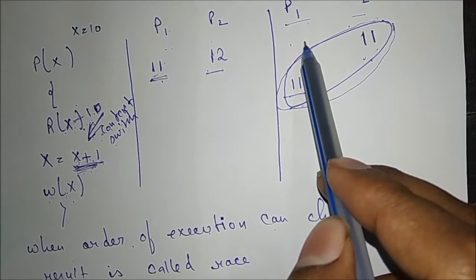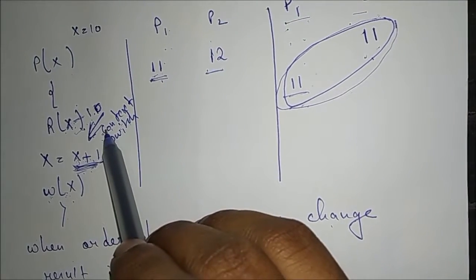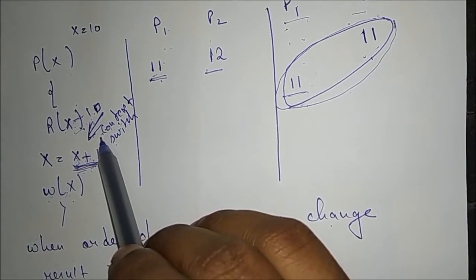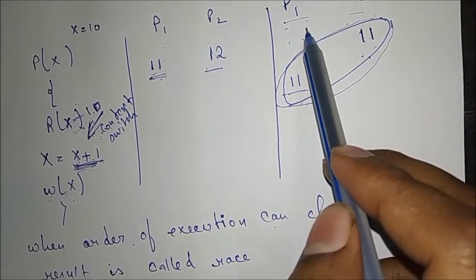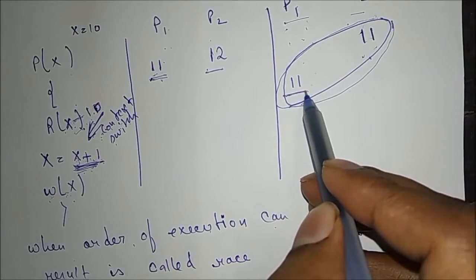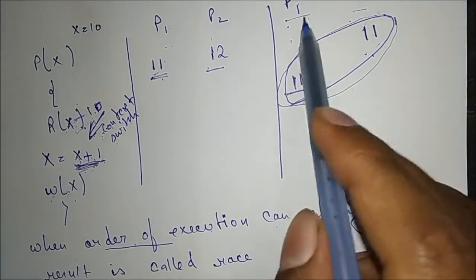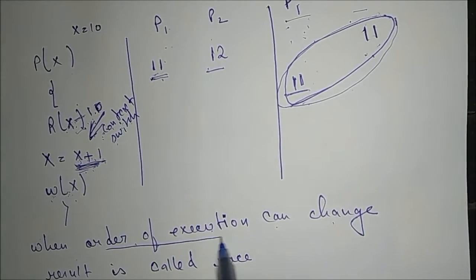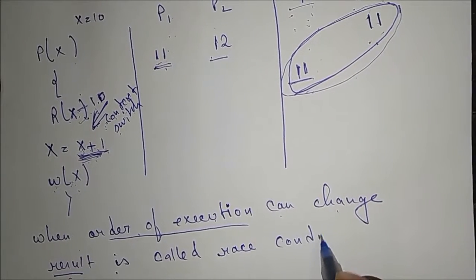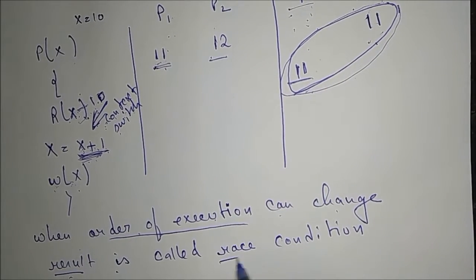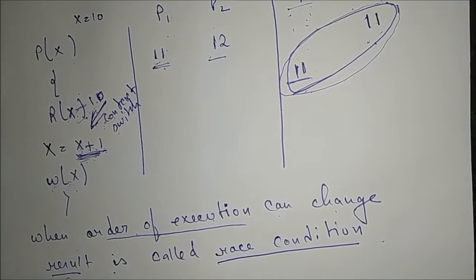But in the second case, P1 runs for half of its part, then it was stopped by P2. Context switch means it was stopped by P2, and then P2 runs and we got 11. And when P1 got the chance, then also we got 11 only, the same result. So when the order of execution can change the result, it's called race condition. This is the meaning of race condition.